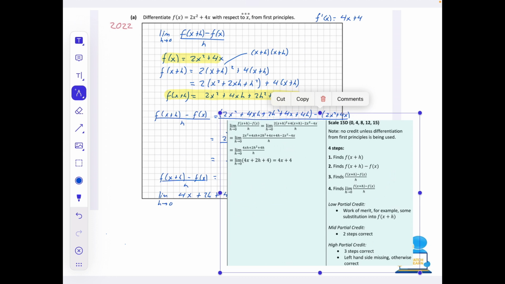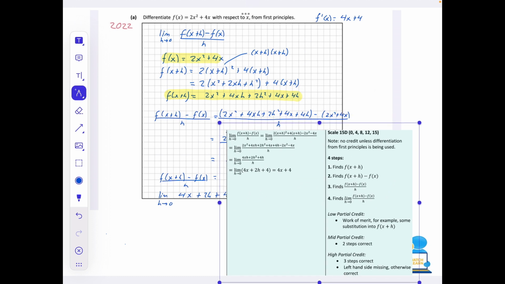What you can get here, you can get 0 marks. To get 0 marks, you would either have to make no attempt or not use first principles. To get 4 marks, you tried to do something about x plus h, so you tried some substitution into f of x plus h. If you want a mid-partial credit, so to get 8 marks, you need 2 steps correct. To get your high partial credit, to get 12 marks, you need 3 steps correct.